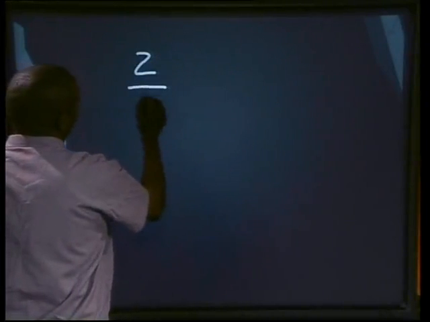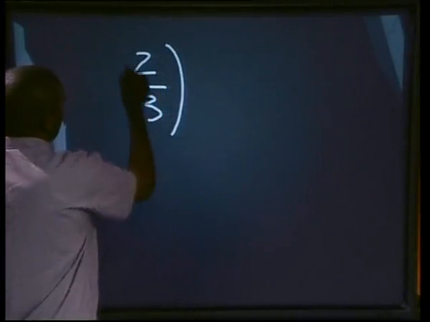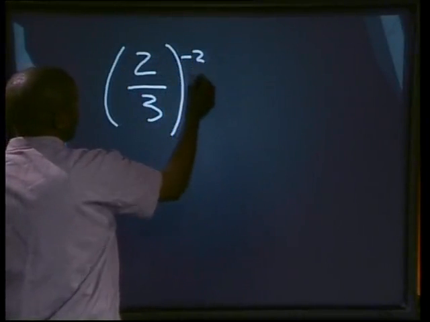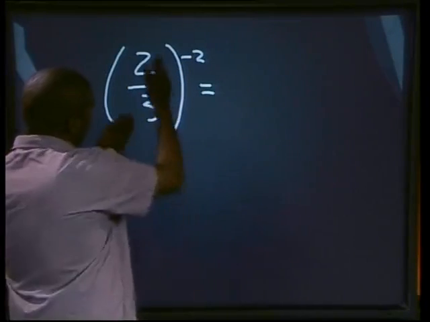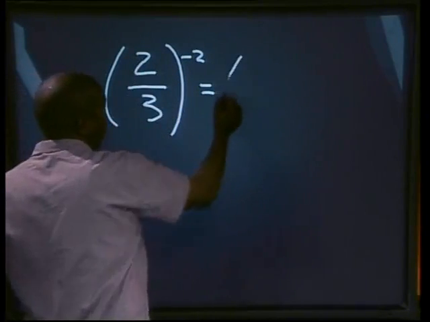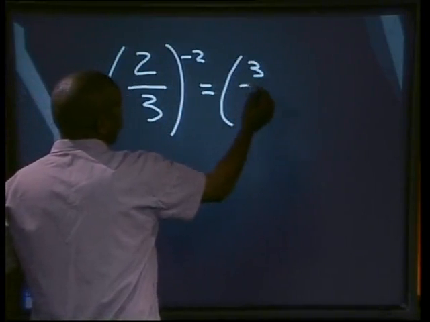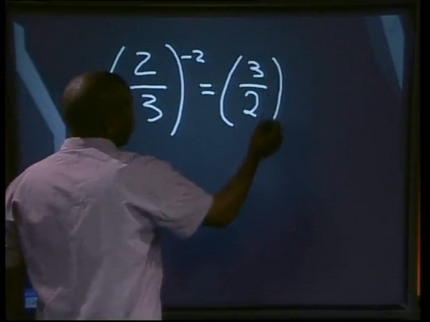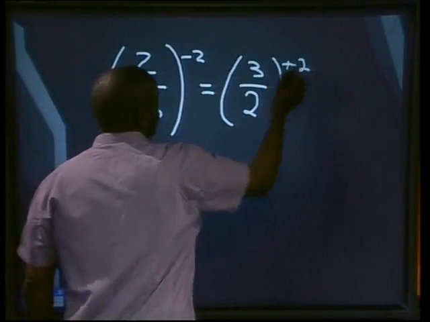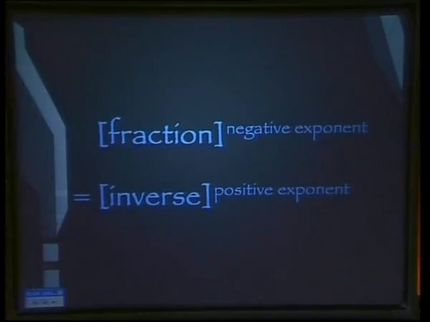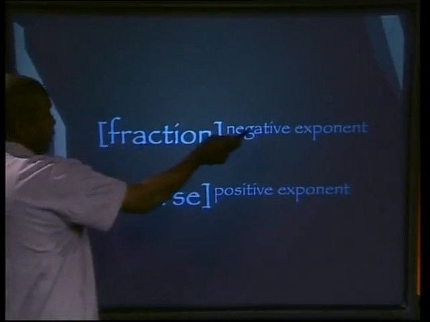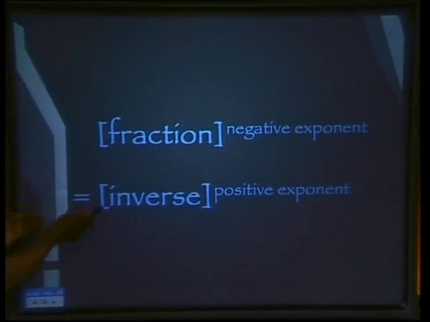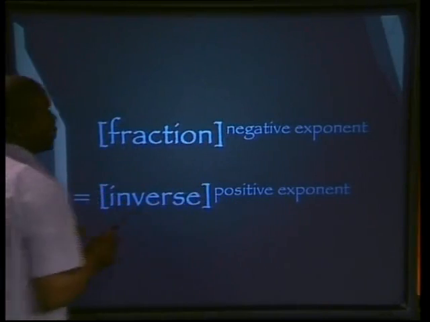2 over 3 all to the power of minus 2 will be equal to the inverse of our fraction here, which will be 3 over 2 all to the power of positive 2. So now you can see that a fraction with a negative exponent will be equal to the inverse of that fraction to a positive exponent.